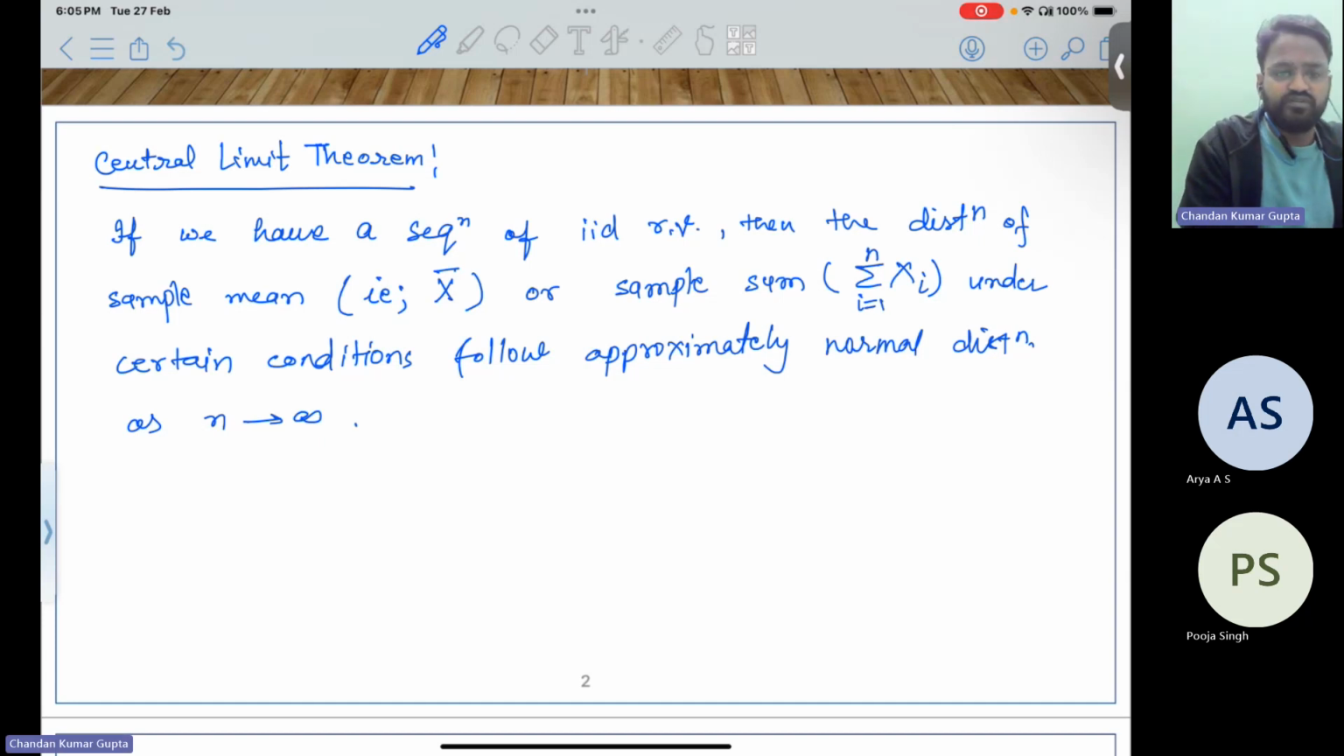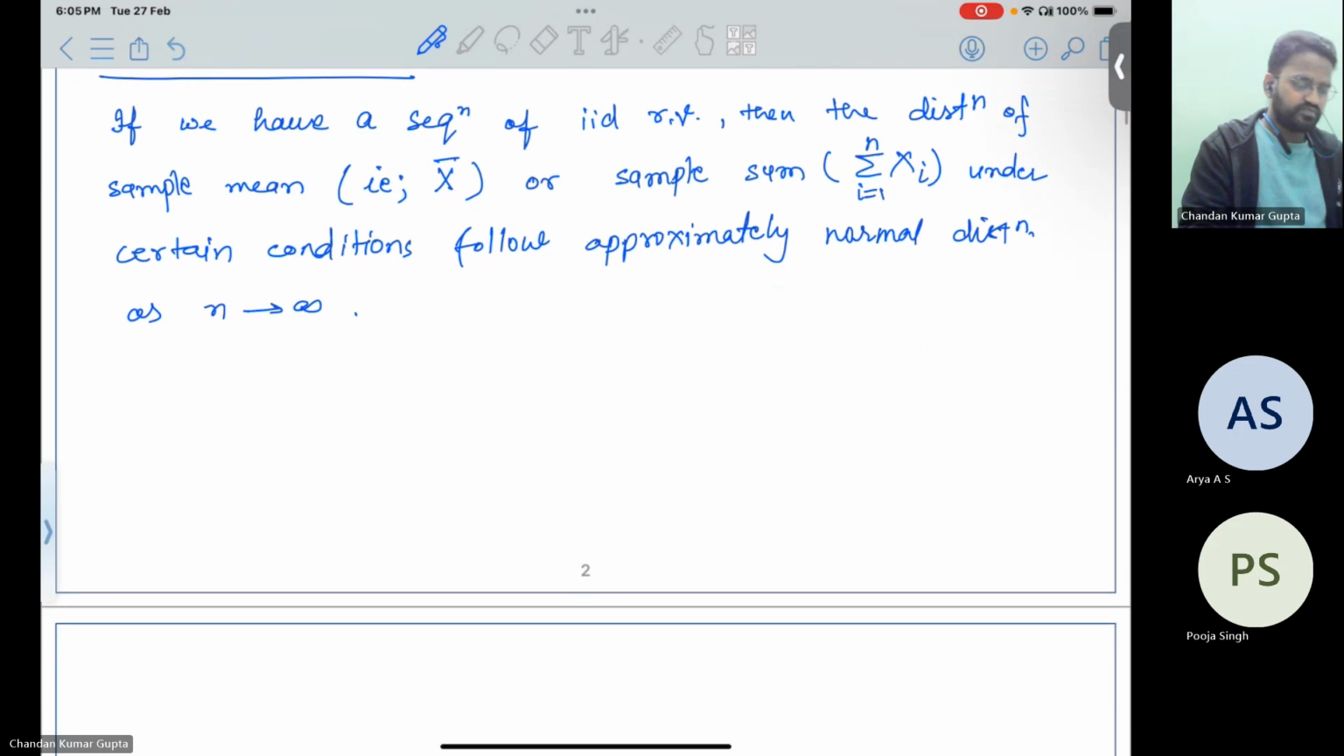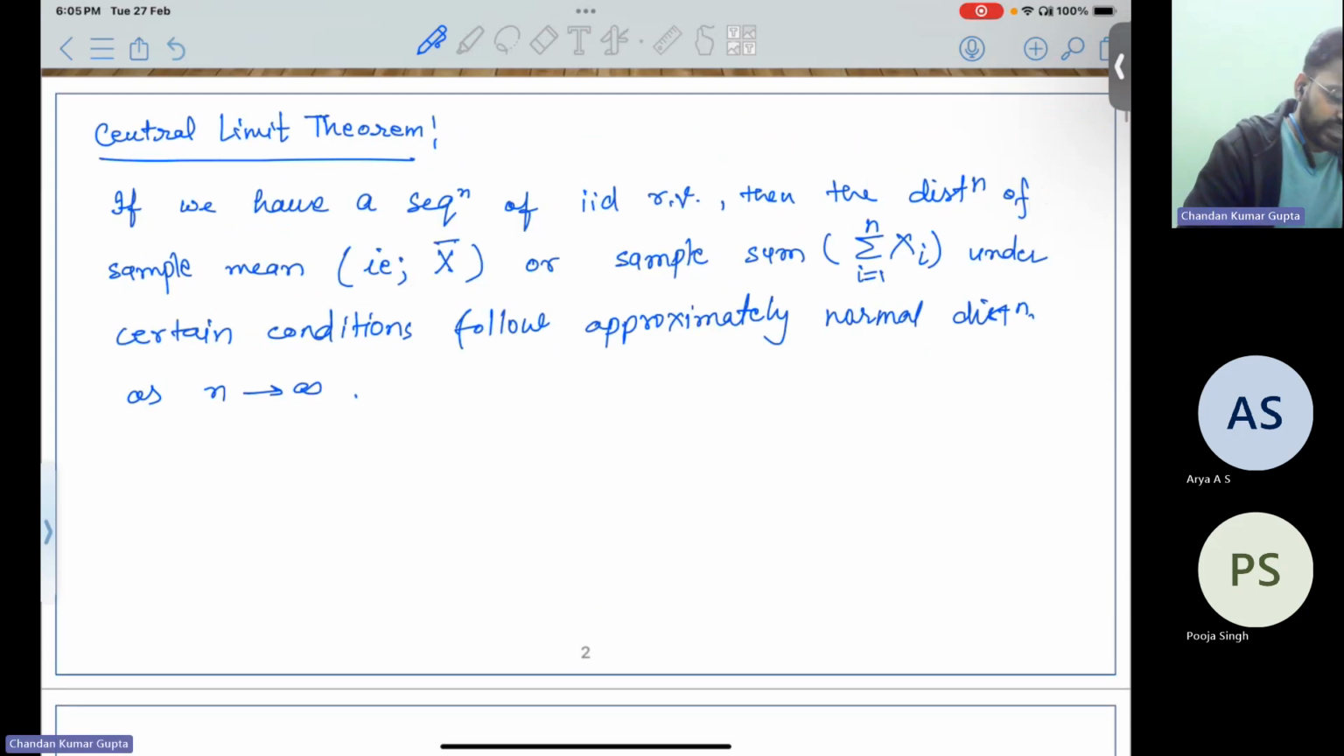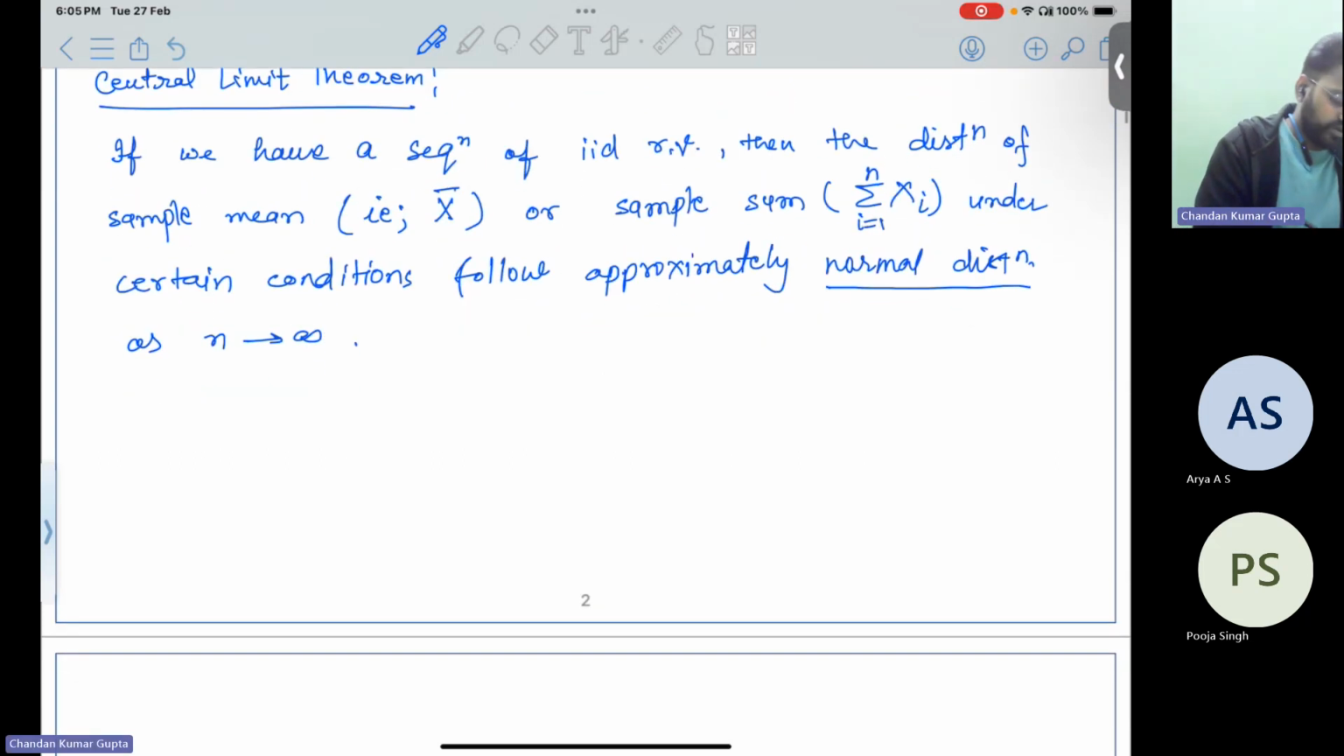Suppose x1 follows some distribution, x2 follows some distribution, x3 follows some distribution. We don't know about the distributions actually. We only know that x1, x2, and x3 are random variables and independent. In that case, summation xi follows an approximately normal distribution. This is the central limit theorem actually. So here comes the normal distribution.